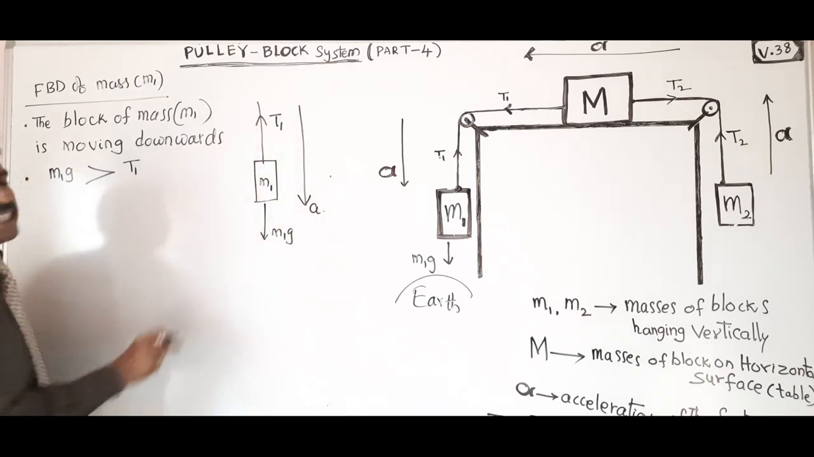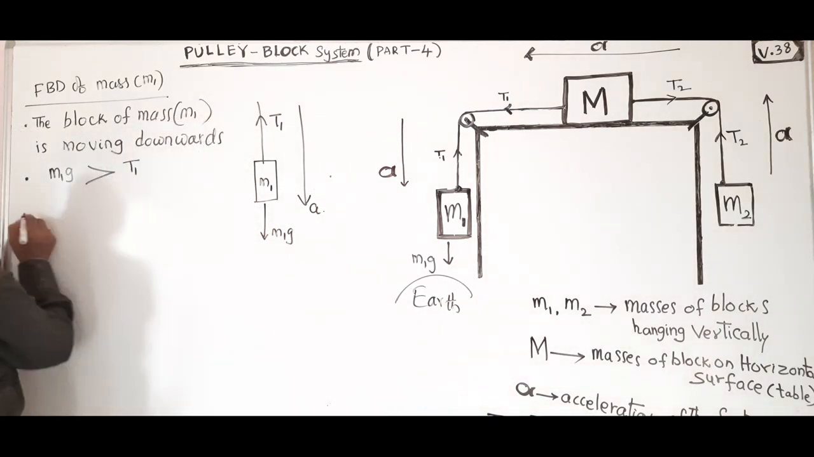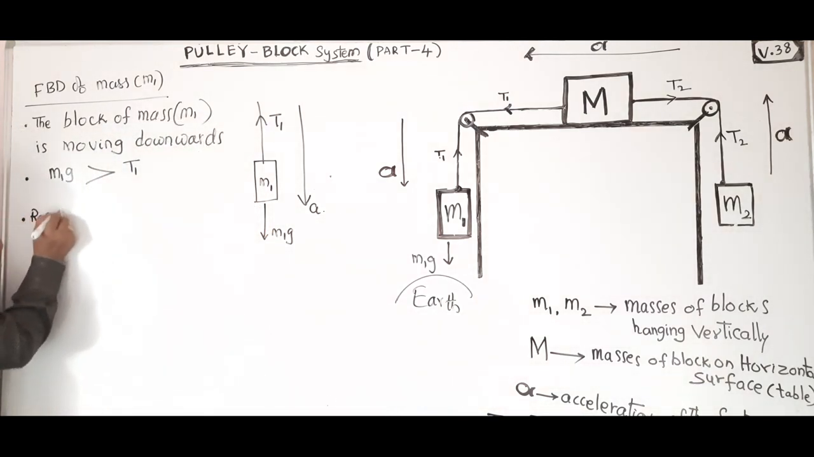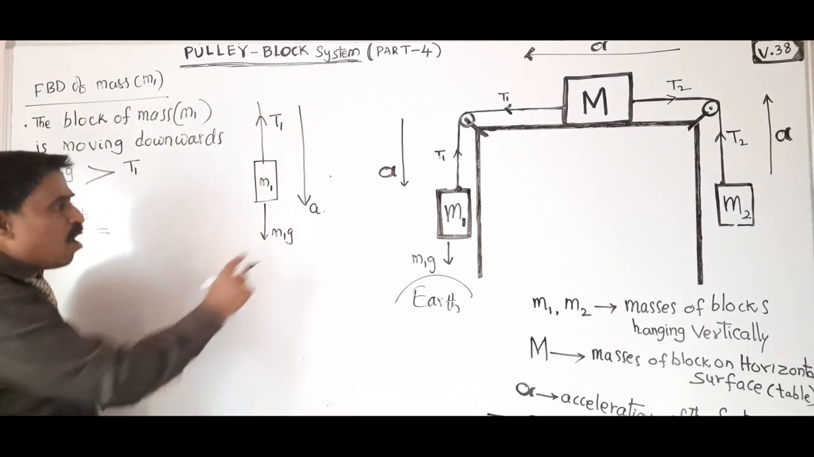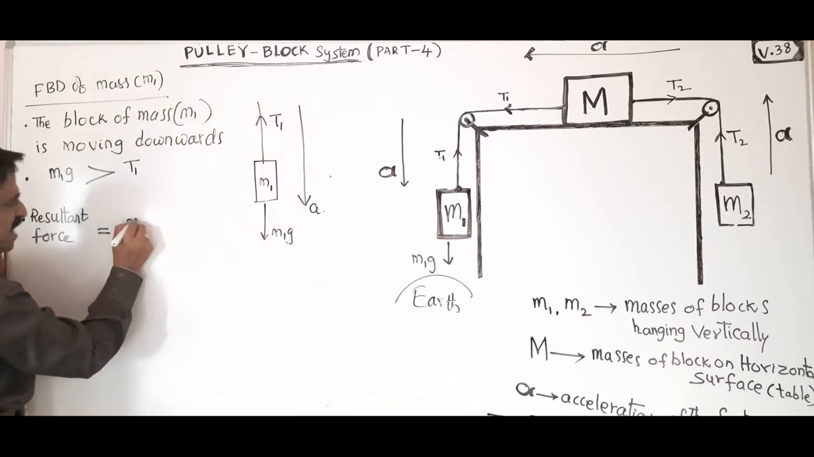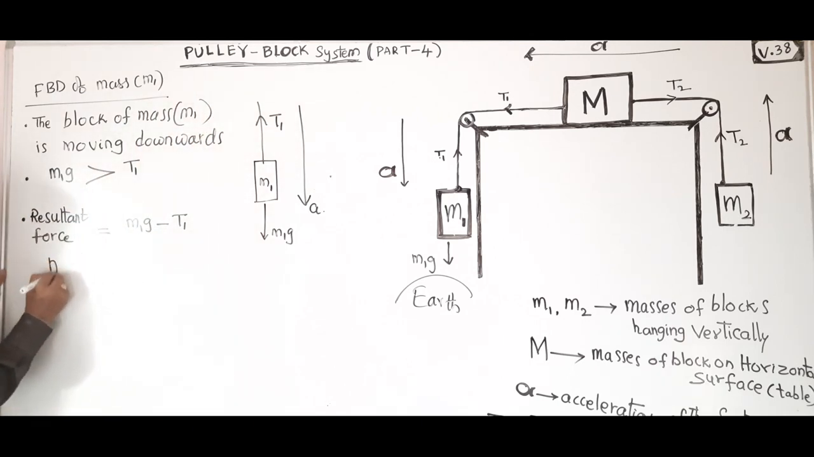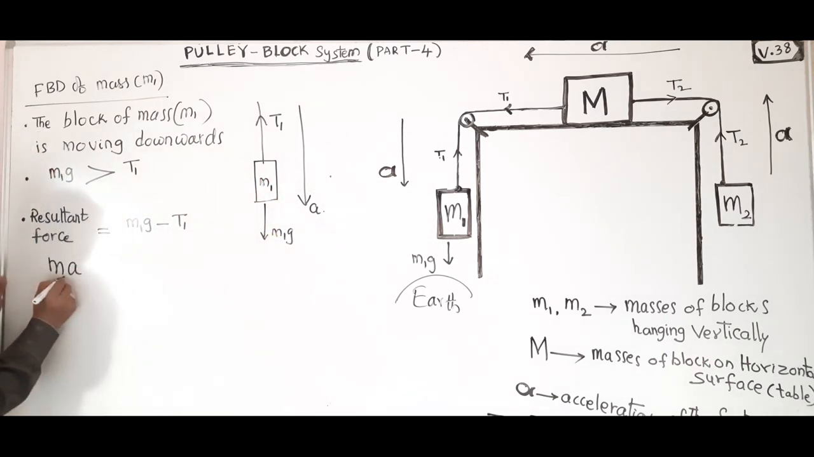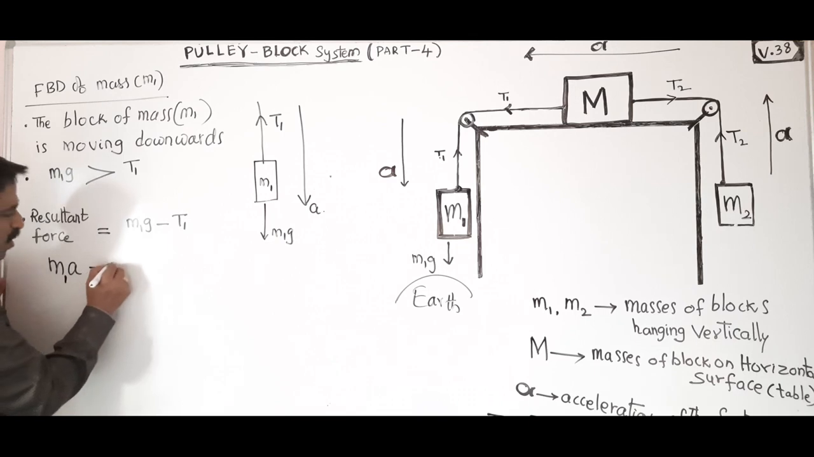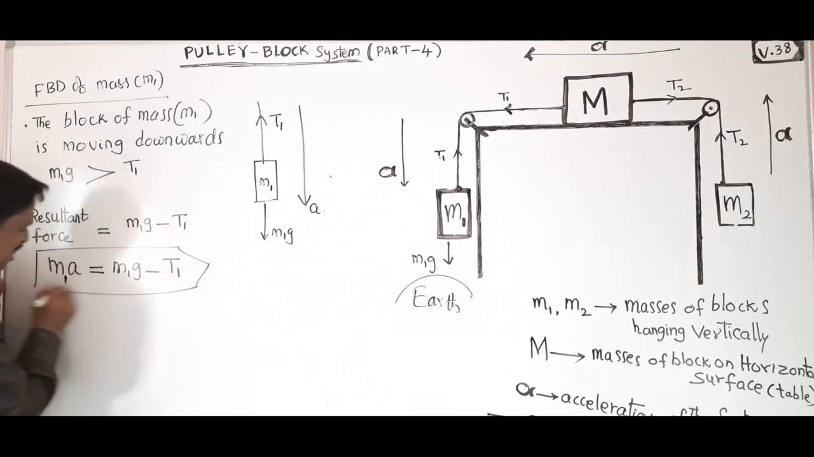Now, two forces are acting in opposite directions. Resultant force means the more value of force minus the less value of force. It is moving down, so the downward force is more. Resultant force is equal to M1g minus T1, more value minus less value. Force formula is ma. We are talking about the first block, so I am writing M1a, that is equal to M1g minus T1. This is equation number 1.